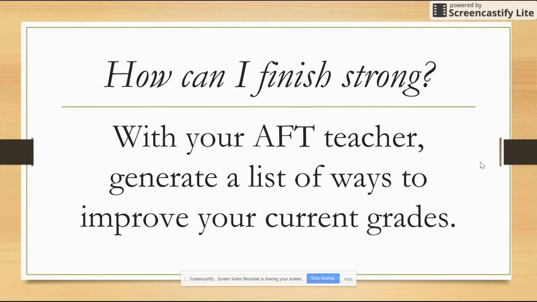You might be asking, how can I finish strong? With your AFT teacher, generate a list of ways to improve your current grades. And if you have time, take a minute and calculate your GPA.